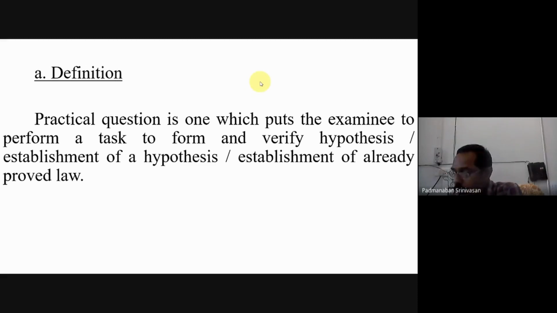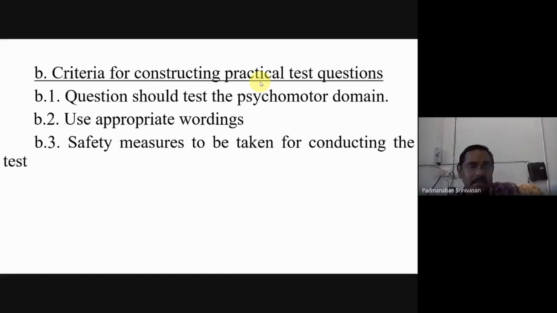What is the second one we have to go after the definition? Criteria for construction of practical test questions. We have three. B1: questions should test the psychomotor domain, so you have to use verbs for the psychomotor domain. Almost 100% of the time, barring an exception in the MCQ, the rest had the same thing.